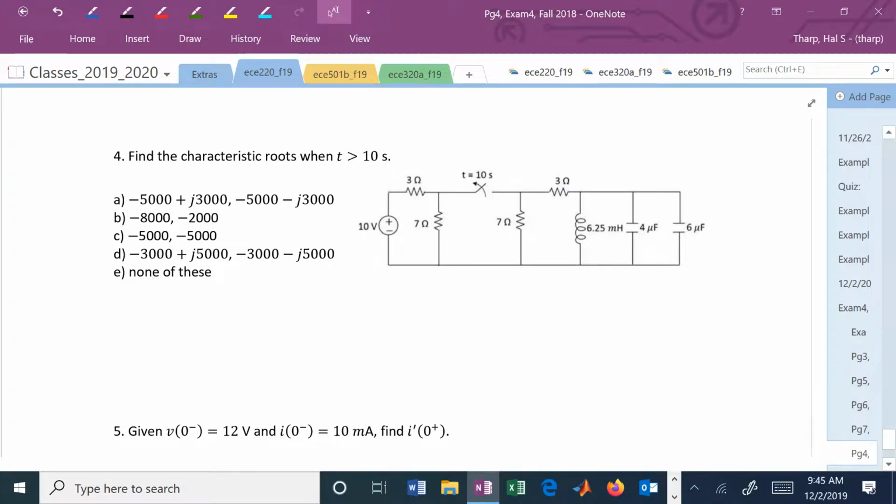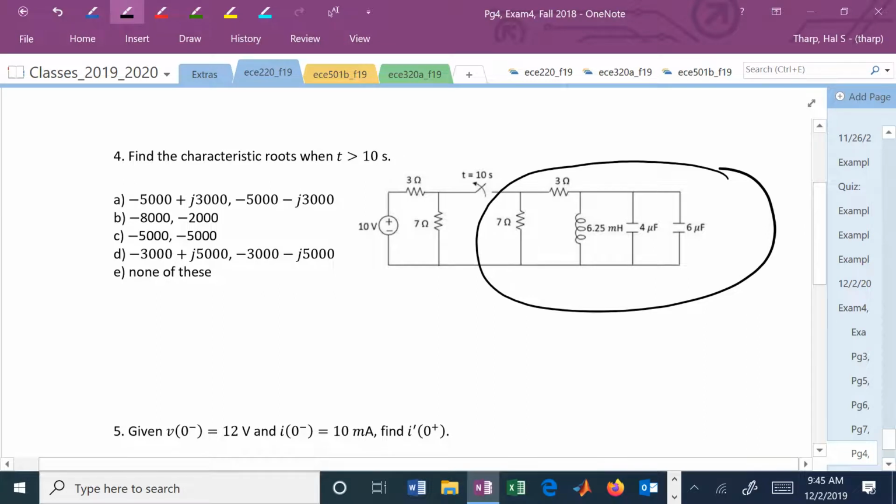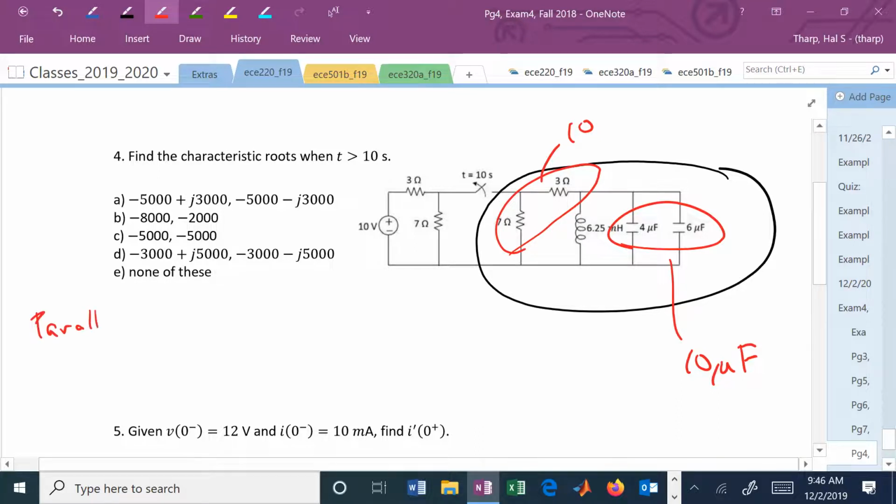Here's another characteristic root problem. So this is now problem 4. And this is after t greater than 10. So now we're just focusing on that subcircuit of the overall. We can quickly see that those combine to 10 microfarad, and these combine to 10 ohms. And now we have a parallel RLC. We can find alpha and omega naught, and in this case alpha is bigger than omega naught, so we have overdamped, and in fact we have B.